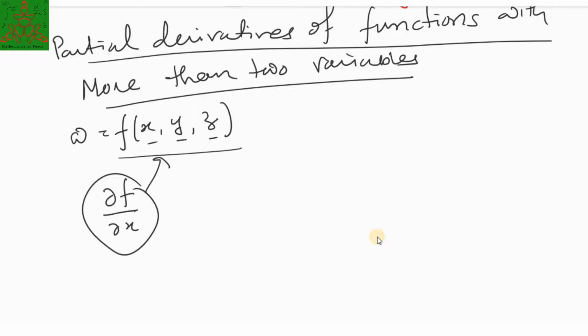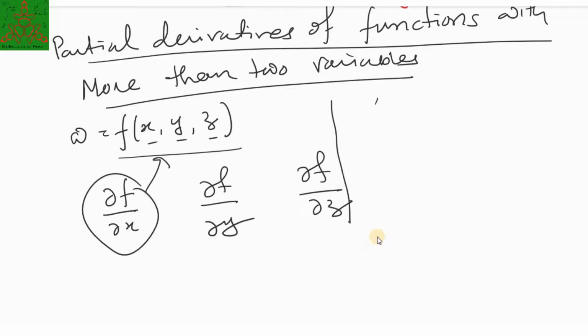In a similar manner, we can talk about del f upon del y, that is the partial derivative of f with respect to y, keeping x and z constant. Del f upon del z is the partial derivative of f with respect to z, keeping x and y constant. Similarly, if you have a function with n variables, we can talk about the partial derivative of f with respect to x1, which means differentiating the given function with respect to x1 while all other variables are constant.